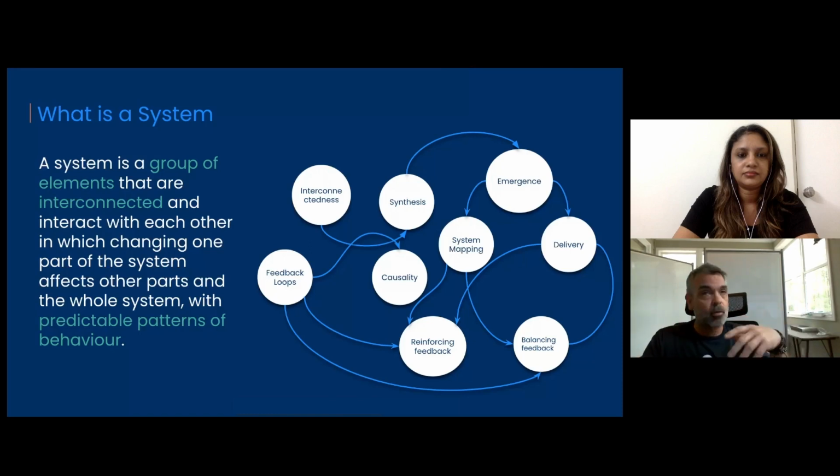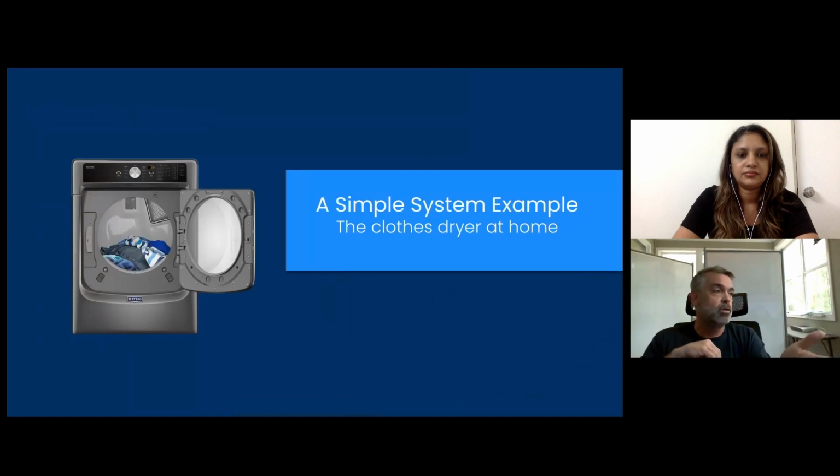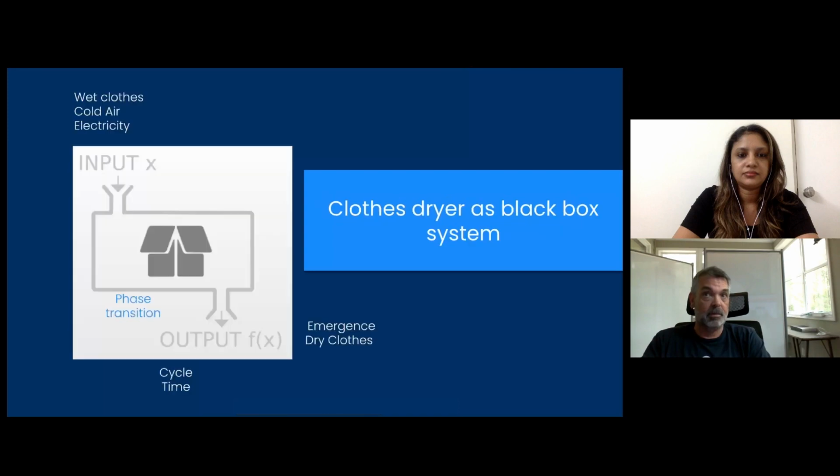So, quick education on systems thinking. What is it? I usually use a very simple analogy, which is a clothes dryer. I think most everybody knows what a clothes dryer is. But a lot of people see a clothes dryer, just like software development delivery, as a black box. You put clothes in. These are the things that go in: wet clothes, cold air, and electricity. Those are your inputs. It goes through cycle time and emerges as dry clothes. That process from wet to dry is called phase transition. But it's a black box.